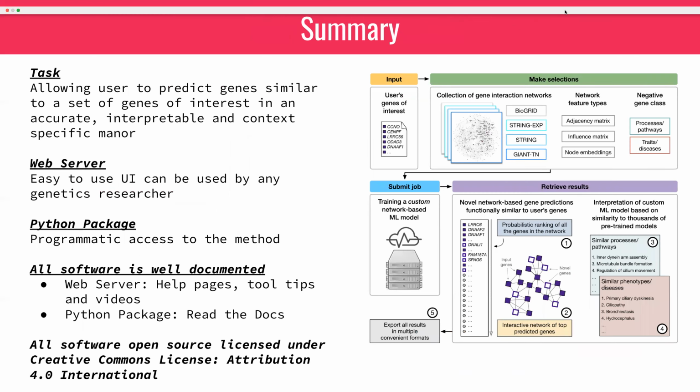Okay, so to sum this up, the task is to allow a user to predict genes similar to a given set and to do that in an interpretable way. We have a web server and a Python package, and we think all the software is pretty well documented. It's all open source. It's all licensed under the Creative Commons 4.0 International license.